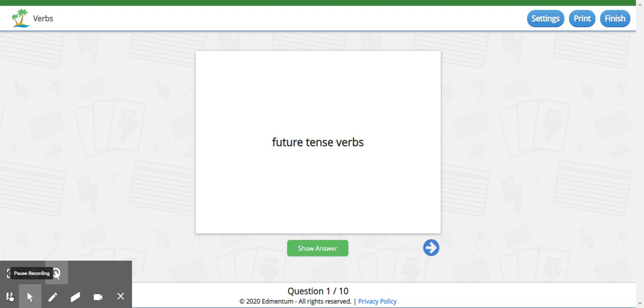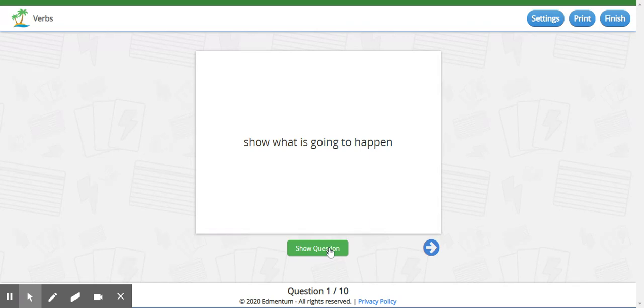I'm going to actually pause for a little bit so that you can shout out the answer before I turn the flashcard around. So I want you to tell me, what do future tense verbs show? And at this point, you should be telling me something. Future tense verbs show what is going to happen.